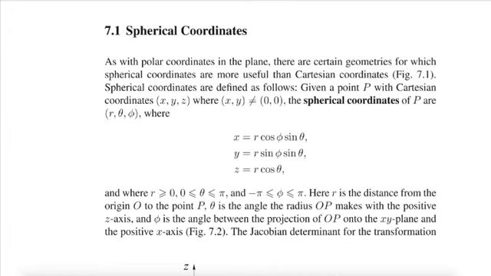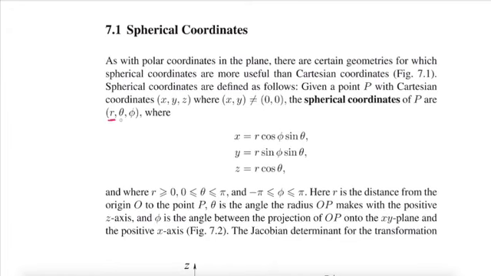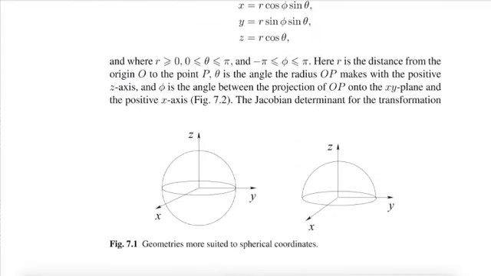So in spherical coordinates we have one radius, r, and then we have two angles, an angle theta and an angle phi. And then the transformation from the xyz to the r phi theta is given right here. So our x is r cos phi sine theta, y is r sine phi sine theta, and z is r cos theta. Let me show you how this transformation works.